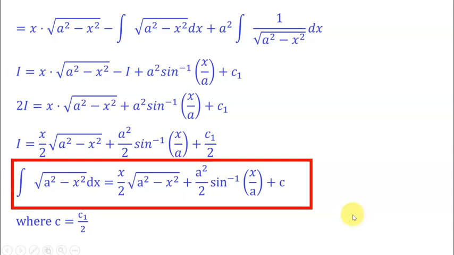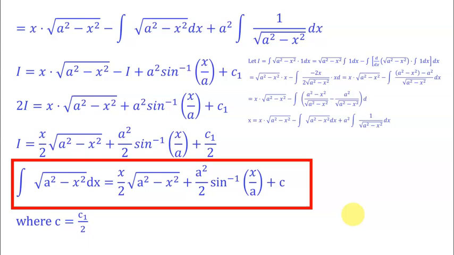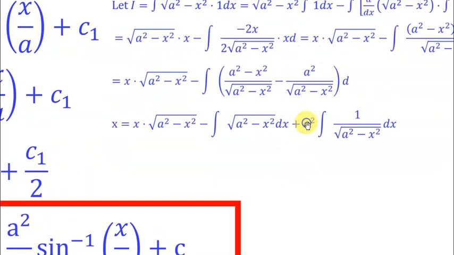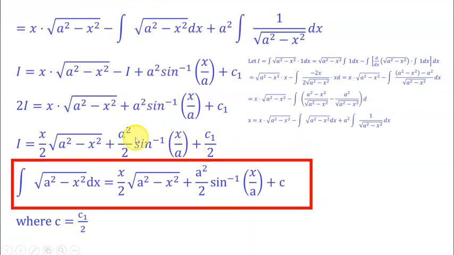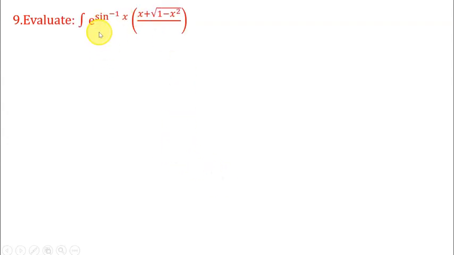Okay. Now next example, and see this also. The first part, this is the first part and this is the second part. Now next, evaluate integral e raised to sine inverse of x into bracket x plus root of 1 minus x square upon root of 1 minus x square into dx. This example was asked in July 22 examination.